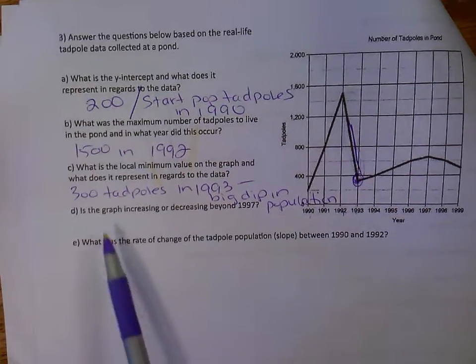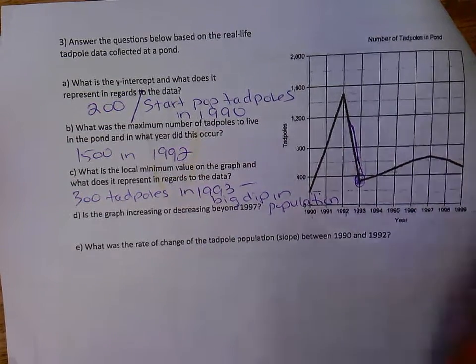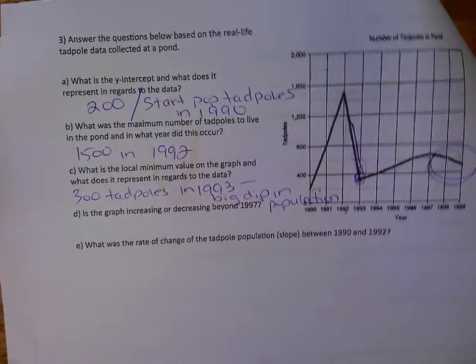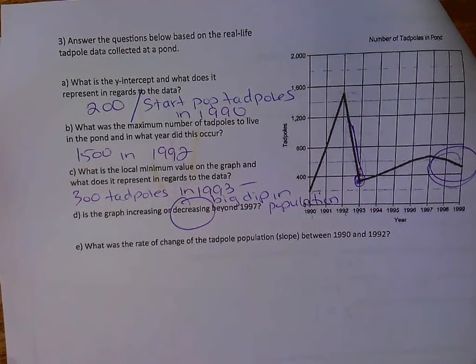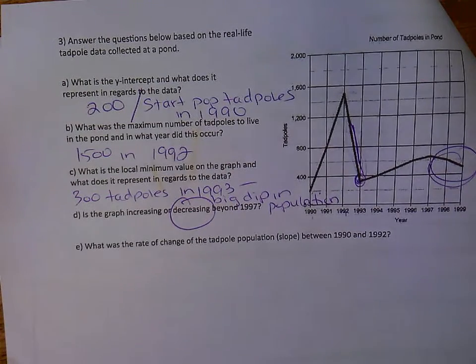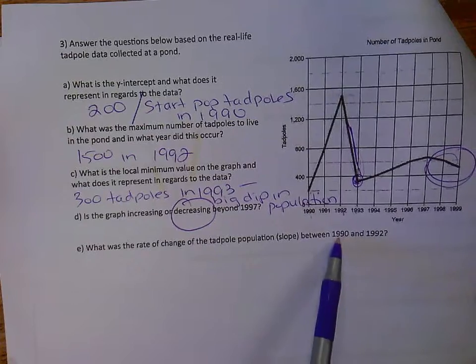Is there increasing or decreasing beyond 1997? What does it look like? It looks like it's decreasing, but I can really only predict up through 1999. I don't have any data after 1999. This is pretty old data. Sorry about that. What's the rate of change between 1990 and 1992?